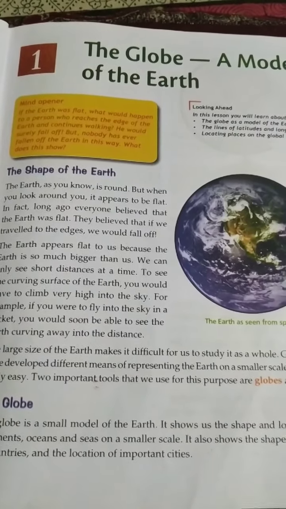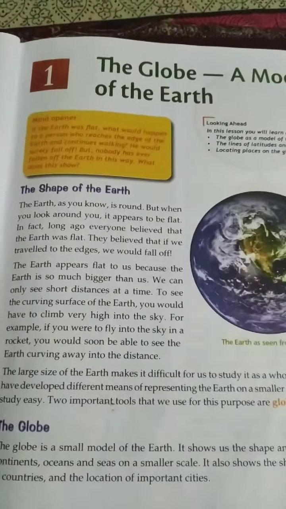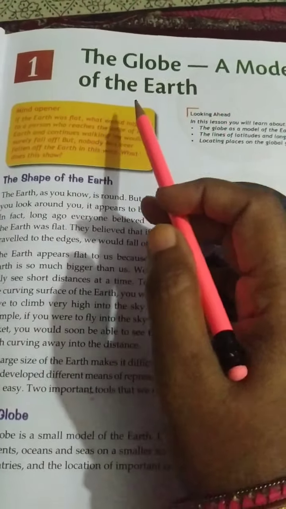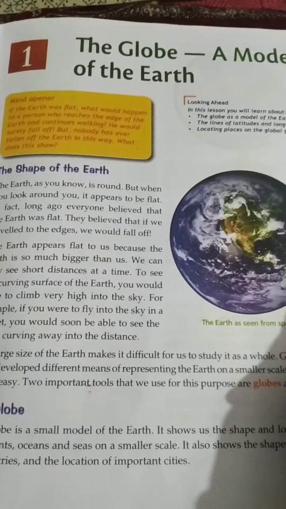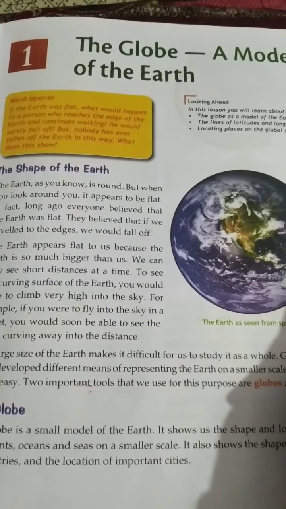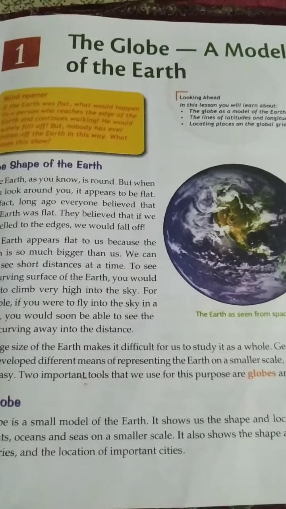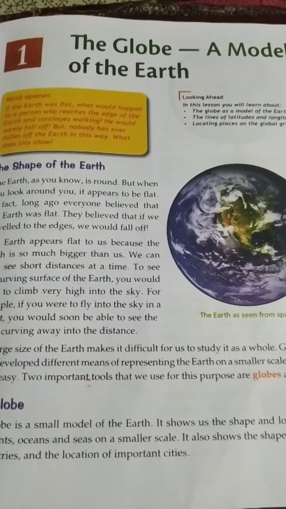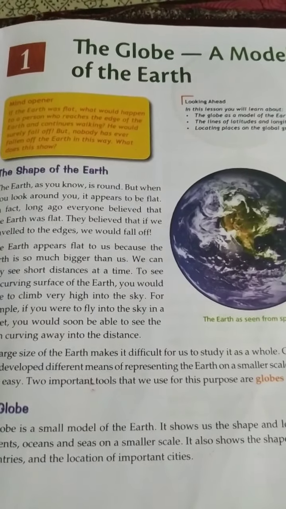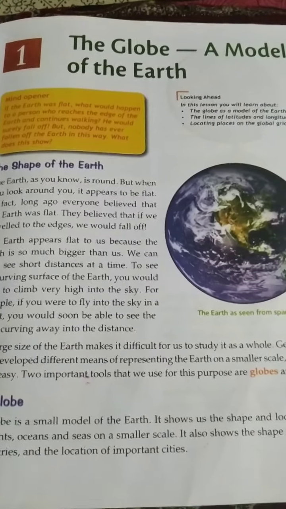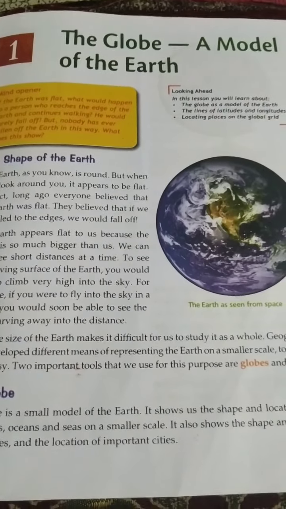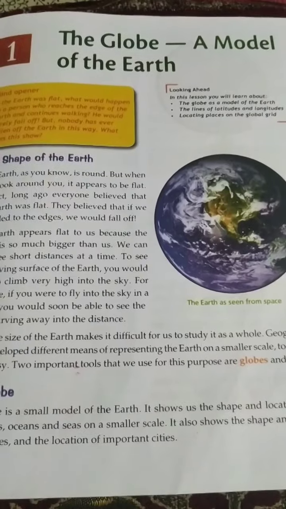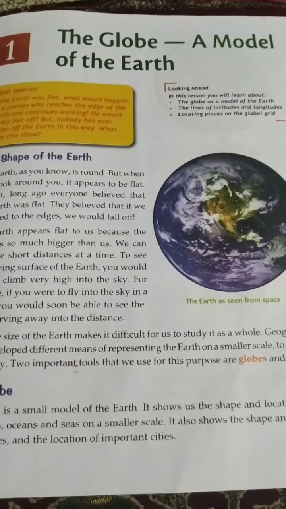Lesson 1, the globe, a model of the earth. Before going to know about the globe, we should discuss the shape of the earth. As we all know, the shape of the earth is round, like a ball. But when we look around us, it appears to be flat.